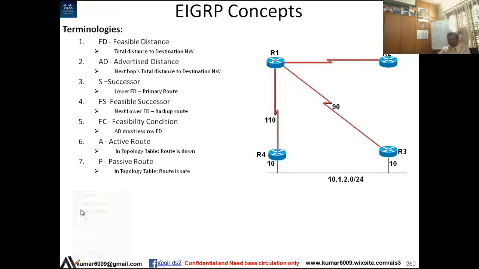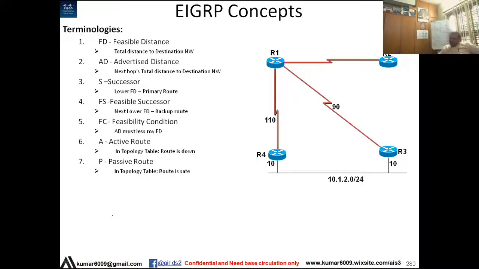Now, in EIGRP, we have some terminologies. These terminologies are very important to understand the show commands. When you see the routing table, topology table, or neighbor table, you will see all these words coming. So you should know what each of these words means.